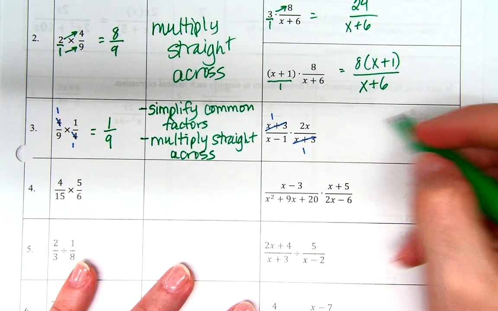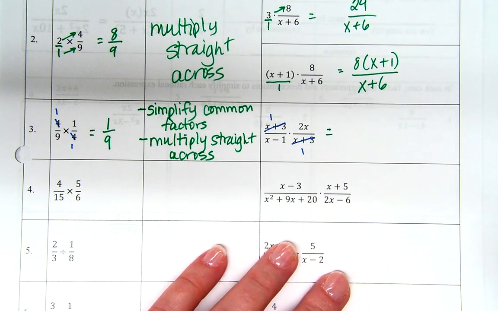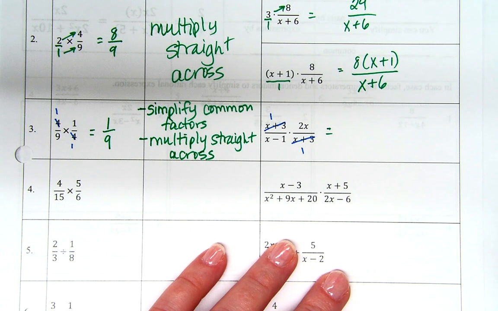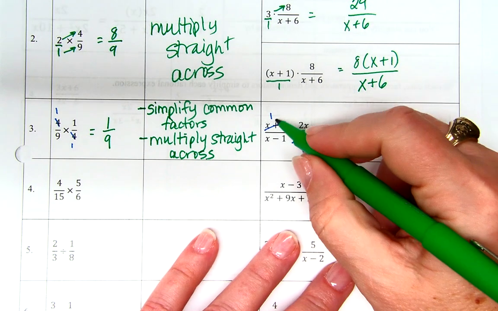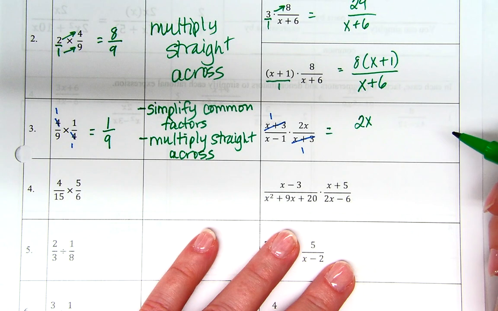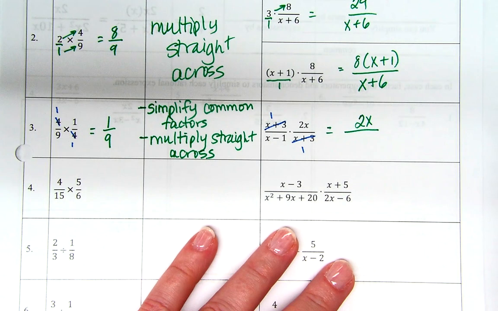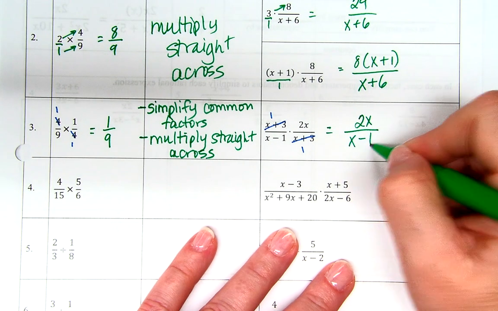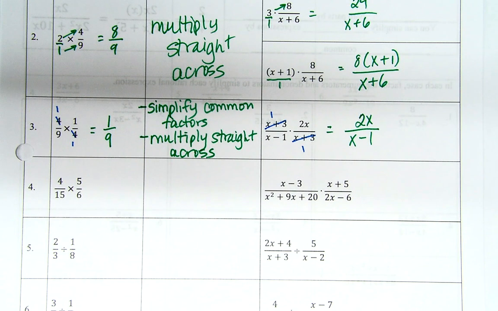Now when I go to multiply straight across, because there's nothing else that has a common factor, correct? What do I have left? 1 times 2x. And what? x minus 1. Okay so far? Okay. What about number 4?